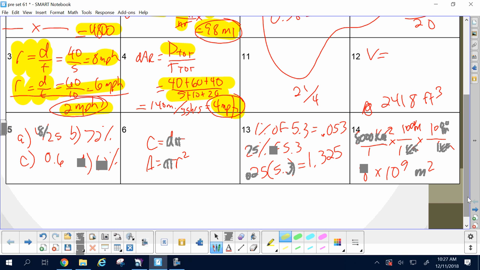A, 18/25 is A. B is 72%. C is 0.6. D is 60%. 6, I think we did in class. Circumference is d pi. What is pi again? Pi. Yes.